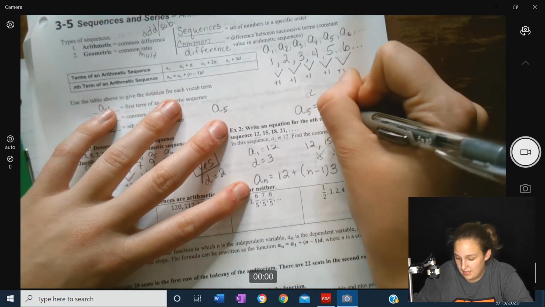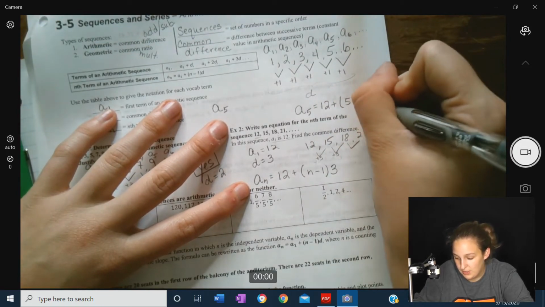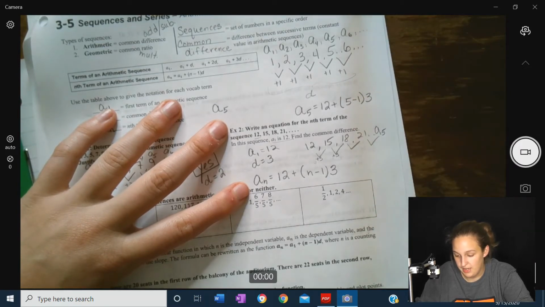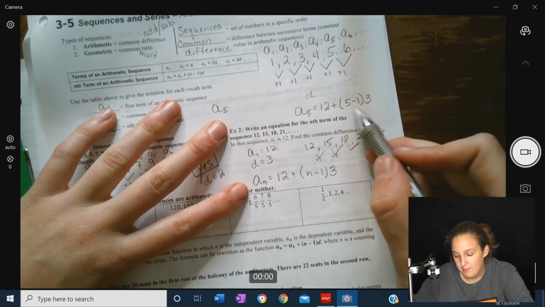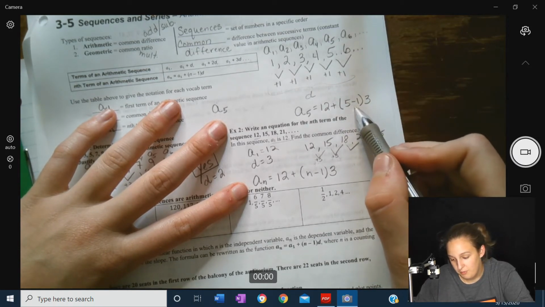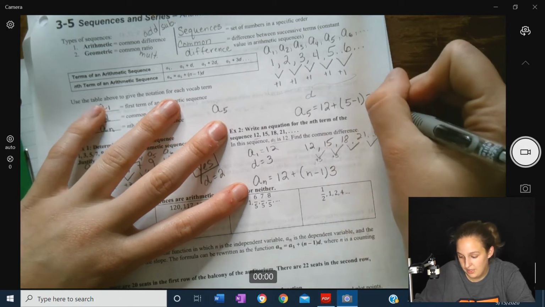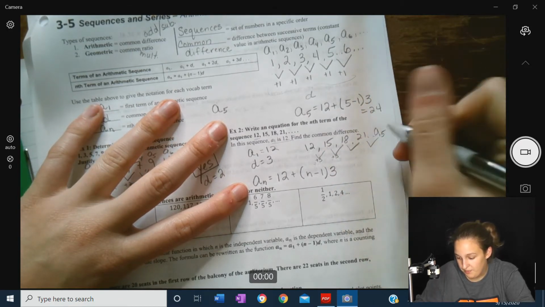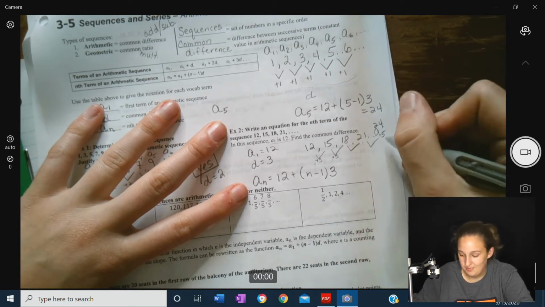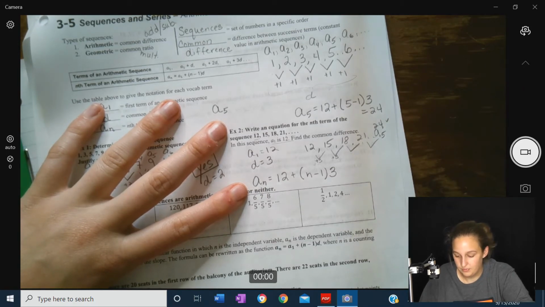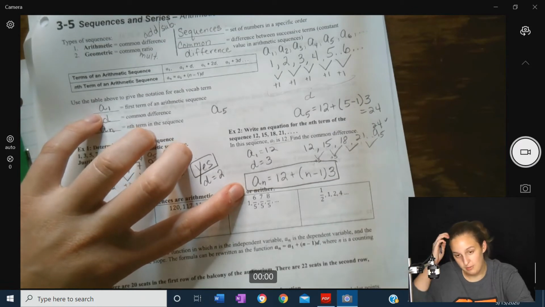a of 5 then is going to equal 12 plus the fifth value, 5, minus 1 times your common difference, 3. All right, so when this simplifies down, 5 minus 1 is 4. 4 times 3 is 12. 12 plus 12 is going to be 24. So this means this value is 24. Well, 21 plus 3 is 24. So we're good. So then this is going to be your equation for the nth term of the sequence.